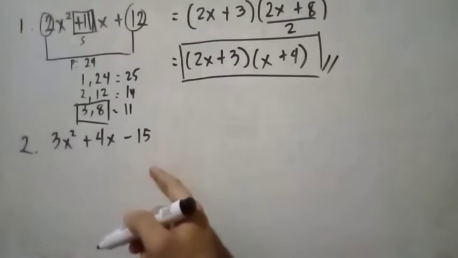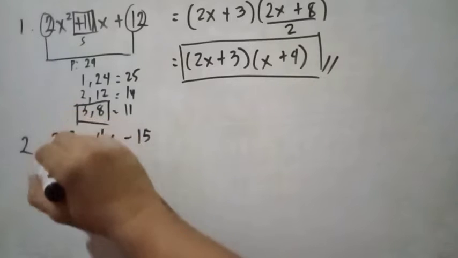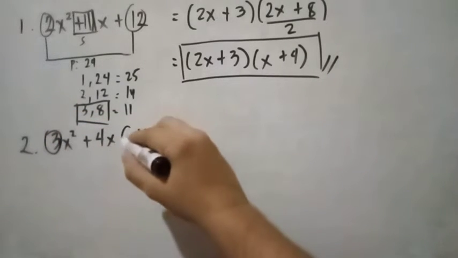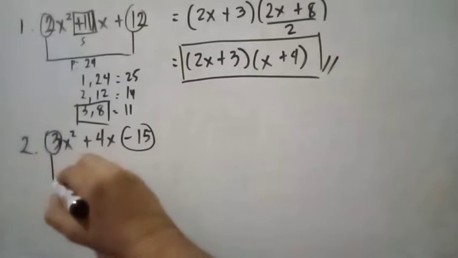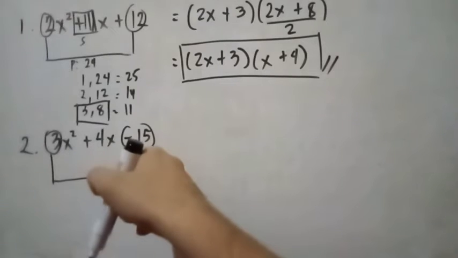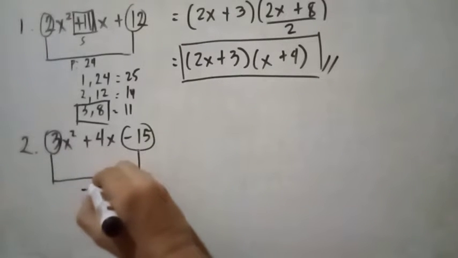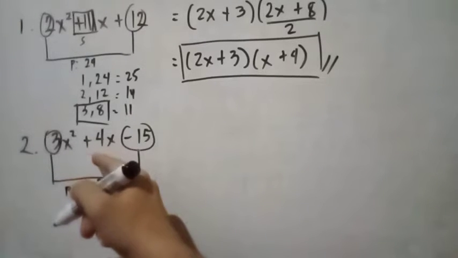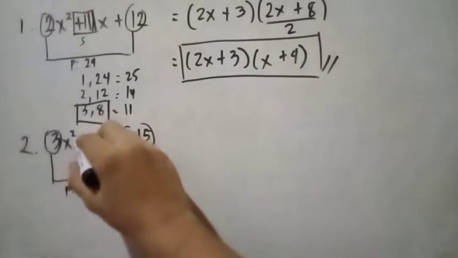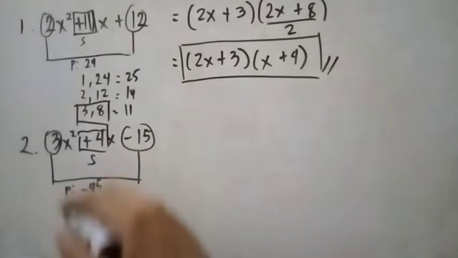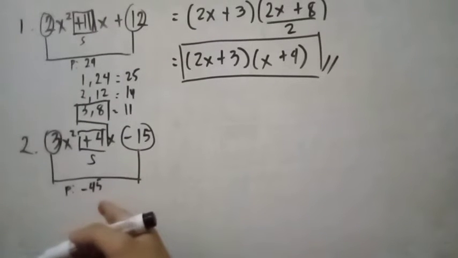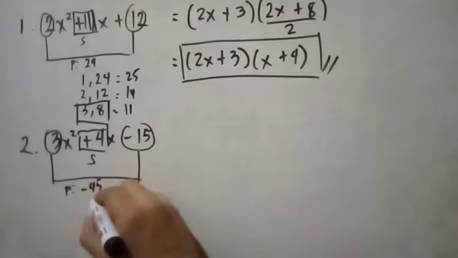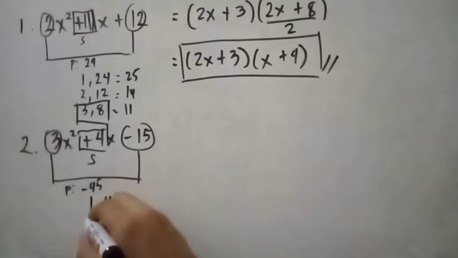Again, gagamit tayo ng AC method. No? So, mumultiply natin yung 3 sa negative 15. Okay? So, 3 times negative 15, we have negative 45. Ayan yung product natin. Tapos, yung sum is the coefficient of the middle term, that is positive 4. And then, kunin natin dalawang numbers. So, ilista muna natin yung factors ng 45. So, we have 1 and 45. 3 and 15.